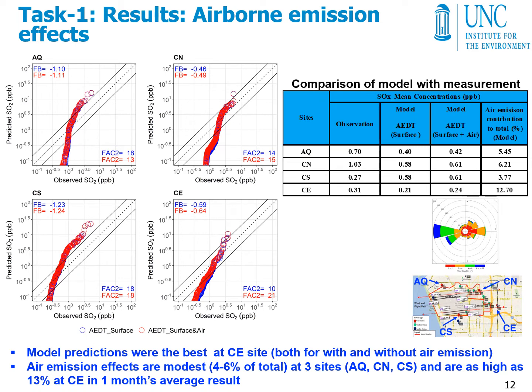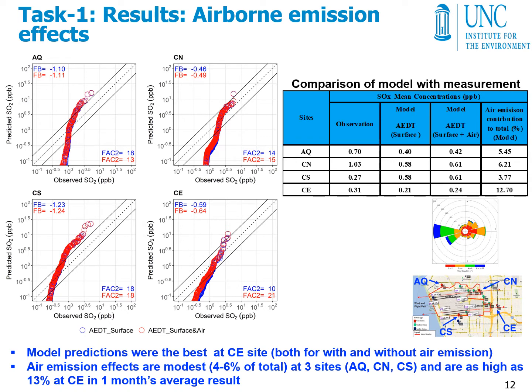This slide also shows the results of task 1, which is airborne emission effects. The left four figures are the QQ plots, which compare model prediction with observations. The y-axis is model prediction and the horizontal axis is the observations. These four figures show that there is little or negligible difference between red and blue, meaning that air emissions contributions are negligible. The most significant difference between red and blue was found for site C, which is in the right figures.